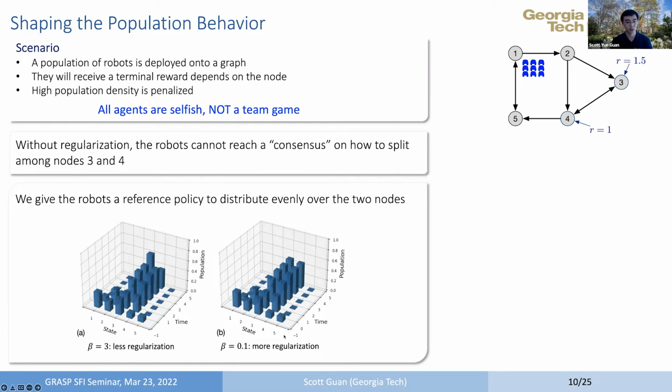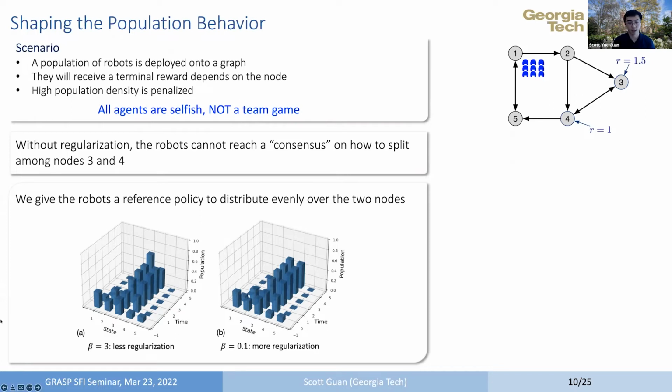We tested with 2 inverse temperatures, or betas. When beta is large, in this case beta equals 3, we're giving less regularization, and the agents show a preference toward node 3 over node 4. They concentrate on node 3 until a point where any additional population on node 3 will incur a population density penalty that diminishes the reward advantage that they have over node 4.